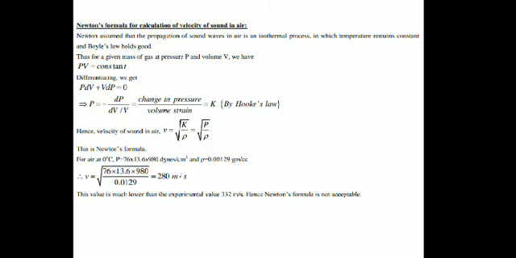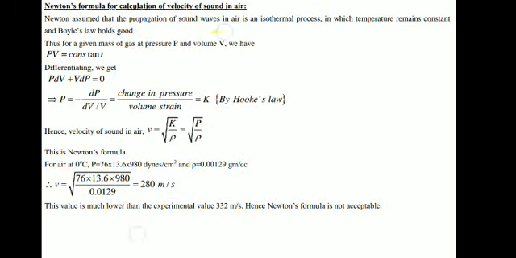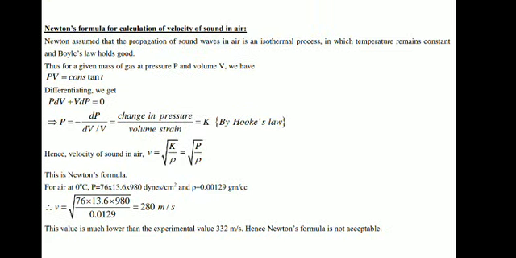Now we will see how Newton used this particular formula and applied his own theory to determine the velocity of sound in gases. So now we come to the experimentation purpose. There is Newton's formula for calculation of velocity of sound in air. So what actually did Newton assume?